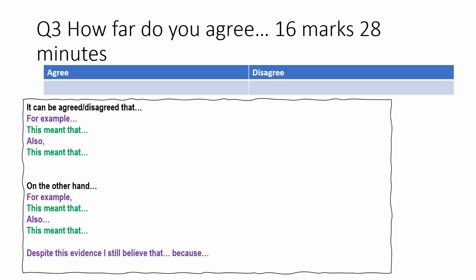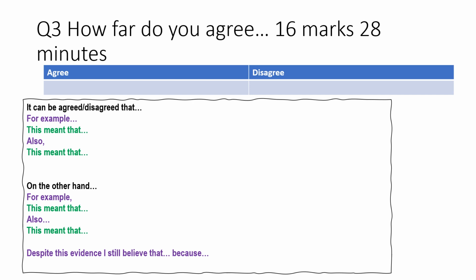Then you're going to make a decision. Do you agree with the statement or do you disagree with the statement? And you're going to make that really, really clear in your opening sentence of your answer. So either it can be agreed that or it can be disagreed that. And exactly as you have with your explain whys, you're going to write for example.